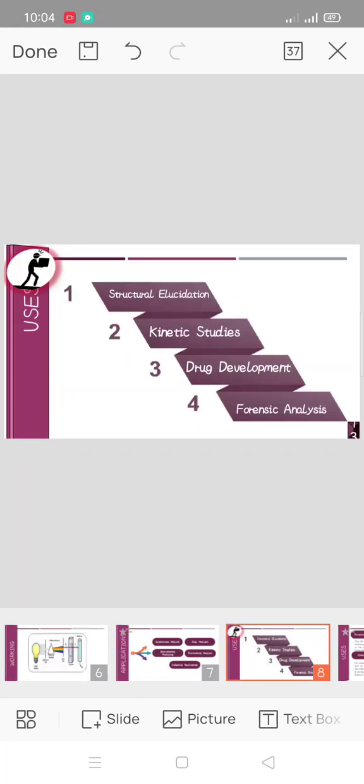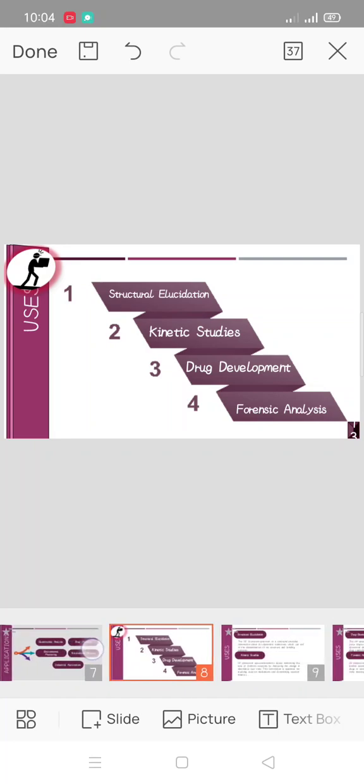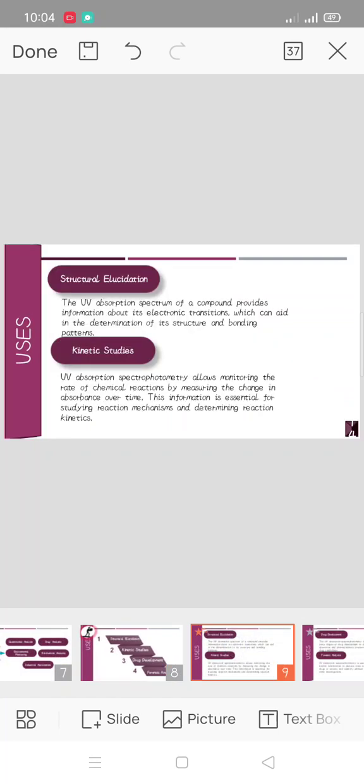What are the uses of UV absorption? Number 1, structure elucidation, kinetic studies, drug development, forensic analysis. Number 1, structure elucidation. The UV absorption spectrum of a compound provides information about its electronic transitions, which can aid in the determination of its structure and bonding pattern.